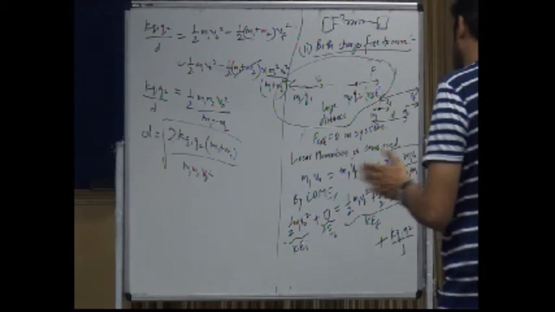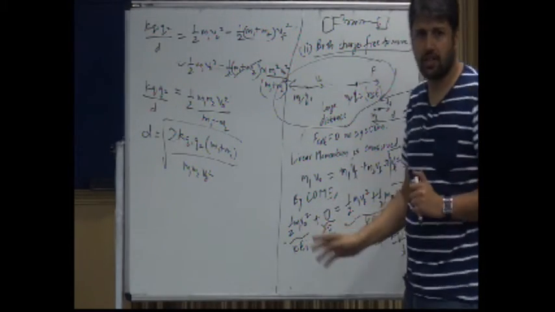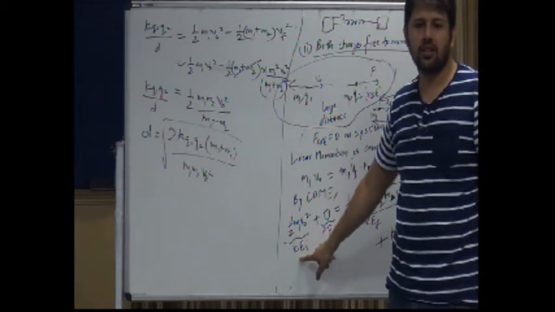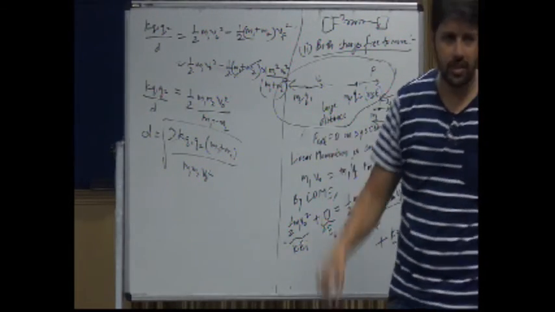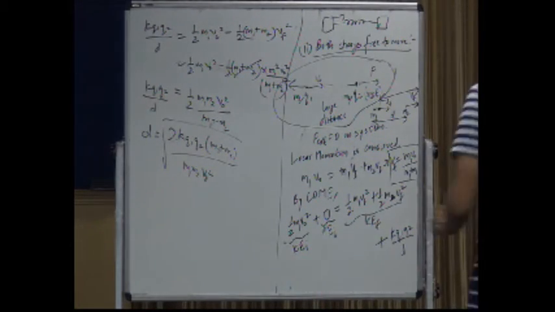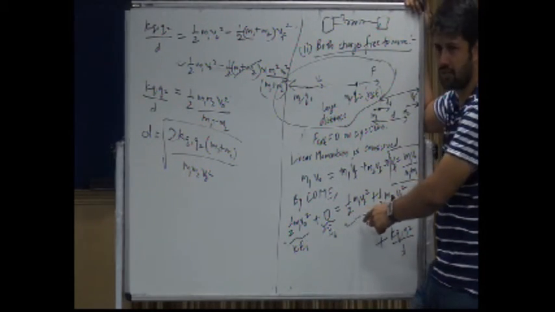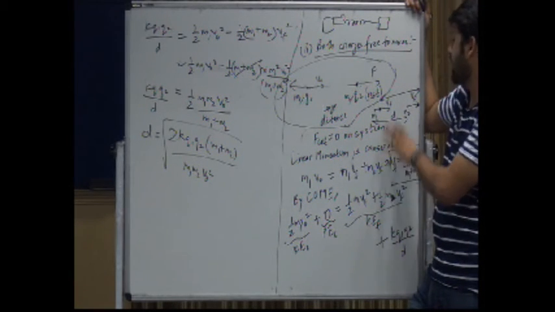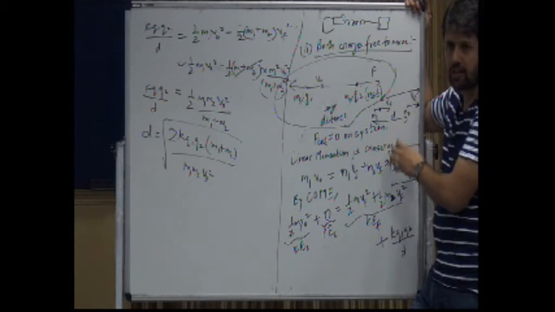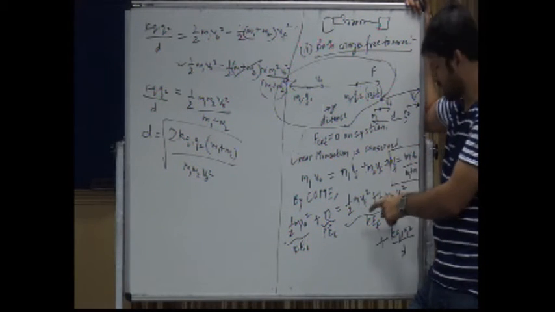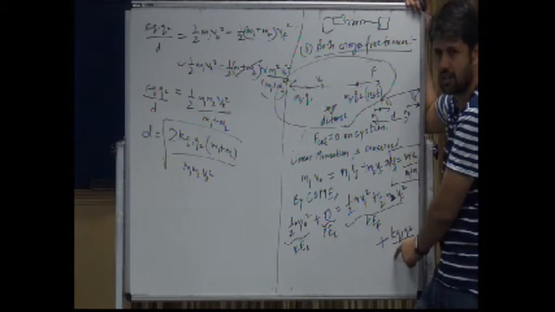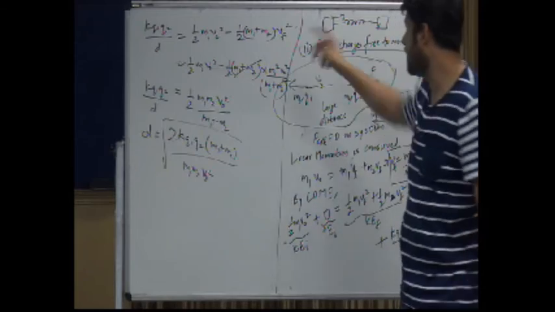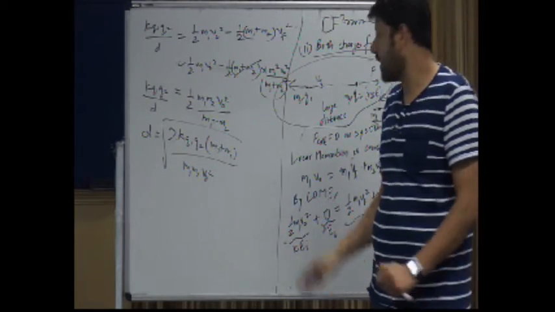Also, only conservative forces are acting, so mechanical energy is conserved. Initially, only kinetic energy was there. Potential energy was 0 since the distance was very large. Finally, the kinetic energy would be, for the first particle, half m1 vf square. For the second particle, half m2 vf square. This is when the distance between them is minimum. At minimum separation, along with this kinetic energy, the potential energy is k q1 q2 by d. So I replaced Vf in this and just found d.